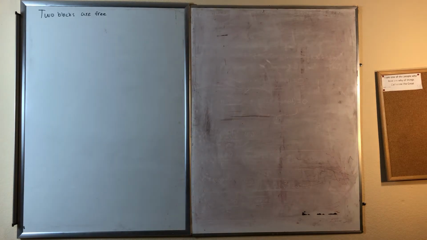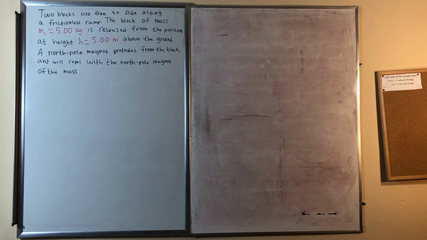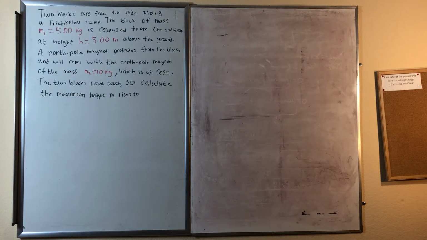Two blocks are free to slide along a frictionless ramp. The block of mass m1 equals 5 kilograms is released from the position at height h equals 5 meters above the ground. A North Pole magnet protrudes from the block and will repel the North Pole magnet of the mass m2 equals 10 kilograms, which is at rest. The two blocks never touch, so calculate the maximum height m1 rises to after the elastic collision.